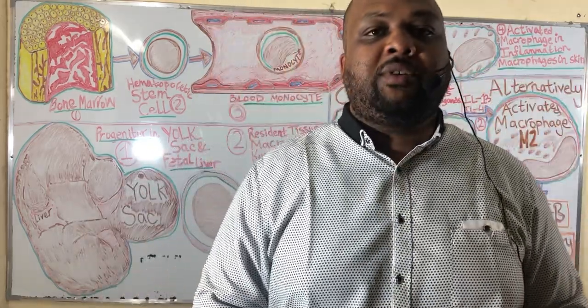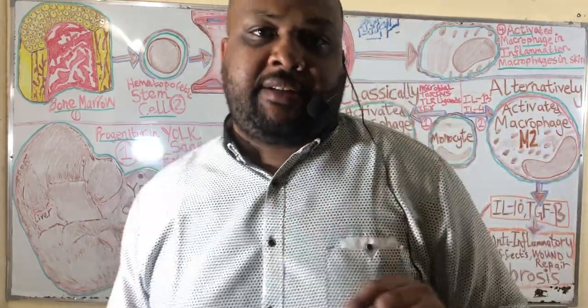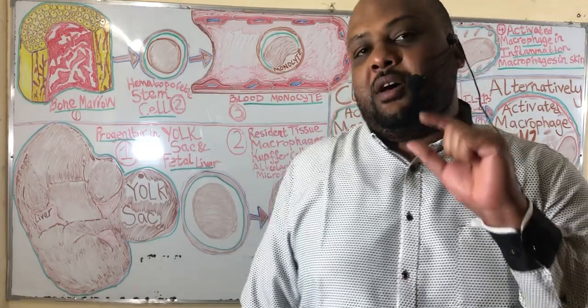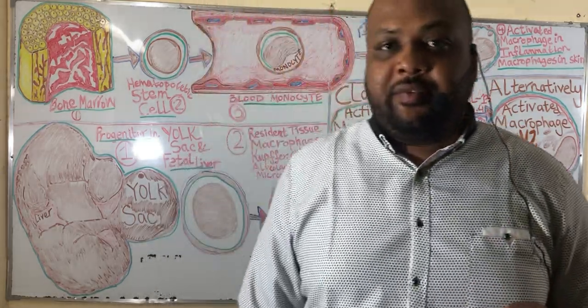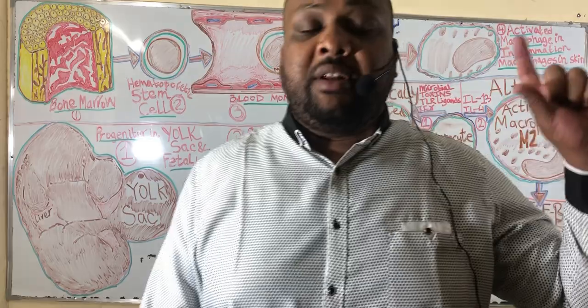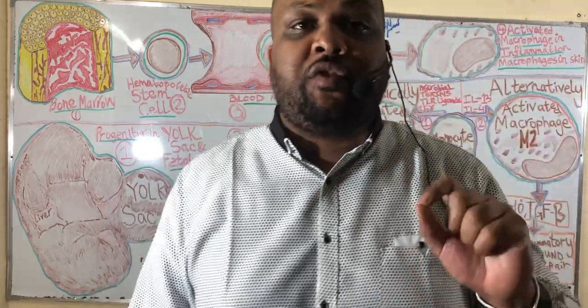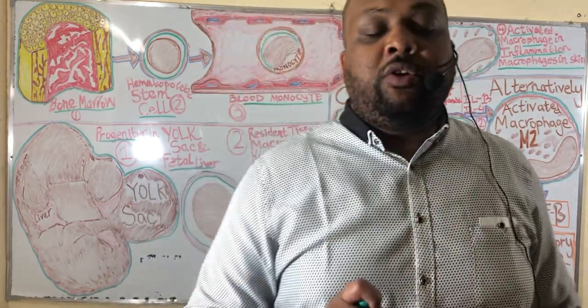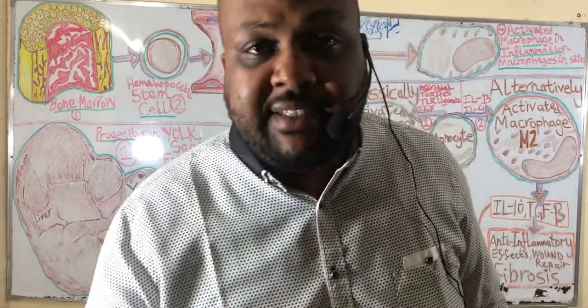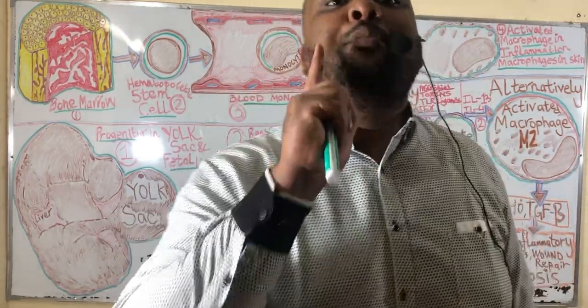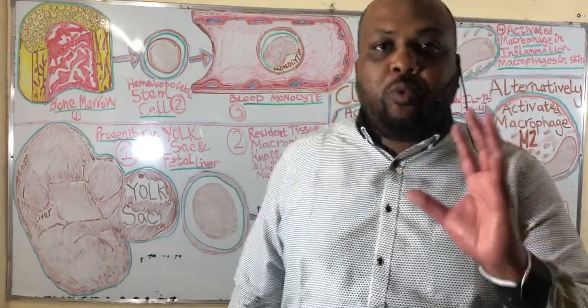These are called the monocytes, and they don't originate from the embryonic yolk sac and the liver in embryonic development. But these circulatory monocytes originate from the bone marrow. They originate from hematopoietic stem cells that come from the bone marrow. So that's what we will talk about today.